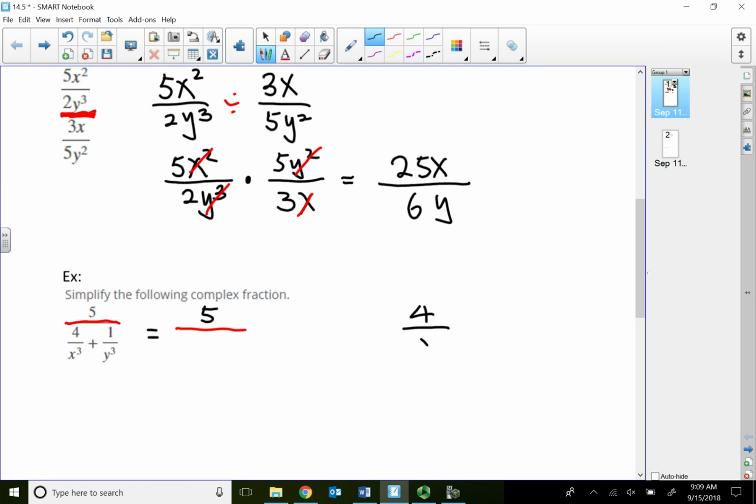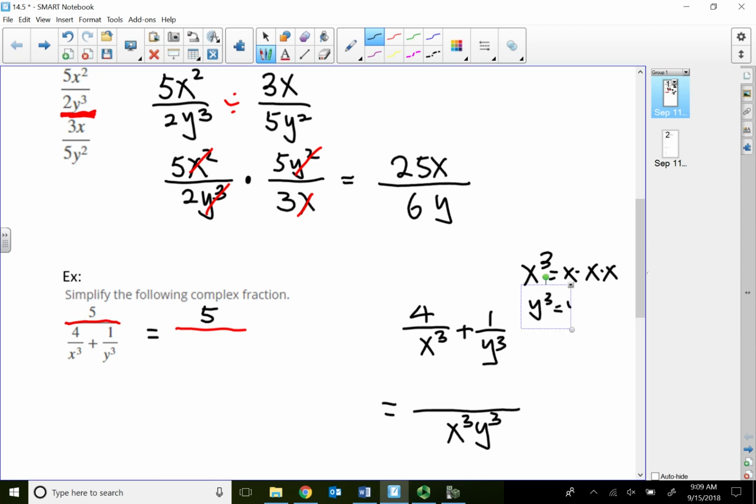The denominator is an addition of rational expressions, so let's find our LCD. The LCD between x to the third and y to the third has to be x to the third, y to the third, and here's the reason why. The first denominator is x to the third, which is x times x times x. The y to the third is basically y times y times y. When it comes to finding the LCD, none of the factors are repeated between the two denominators, so we still have to count every one of these one time. That's why it's still x to the third, y to the third.